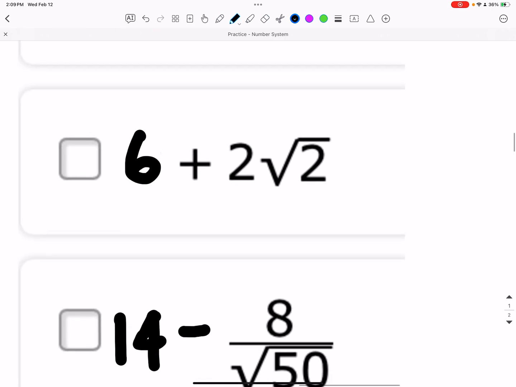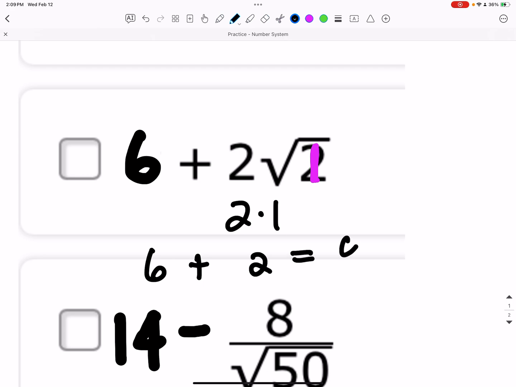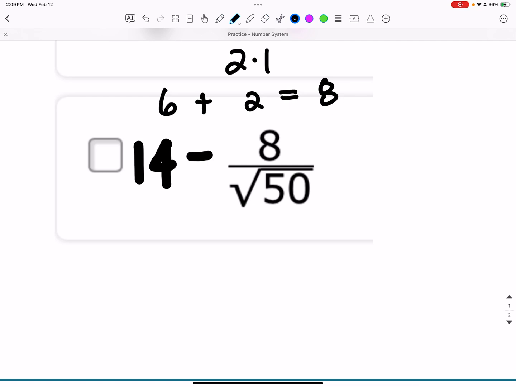This one, 6 plus 2 root 2. Let's see. I don't know the square root of 2, but I do know the square root of 1. The square root of 1 is just 1. So 2 times 1 is just 2. This is 6 plus 2 equals 8. That is less than 20. Yes, it is.